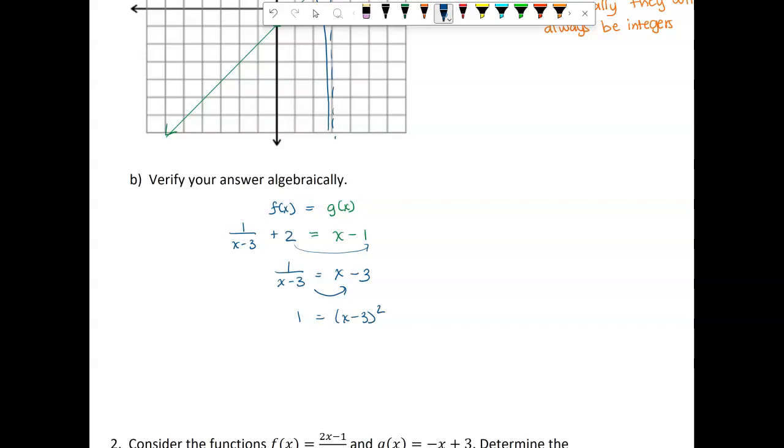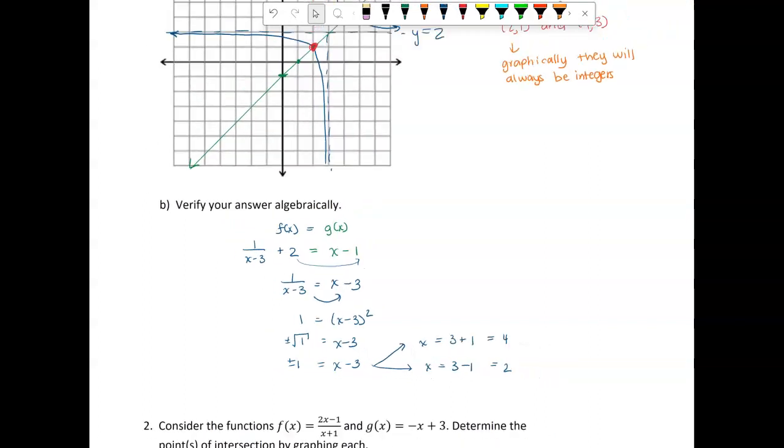Well, that allows me to now take the plus and minus square root of 1, and that equals x minus 3. So now we can say that plus or minus 1 is equal to x minus 3. So that means x is equal to 3 plus 1, or x is equal to 3 minus 1, which means it could equal 4 or could equal 2.